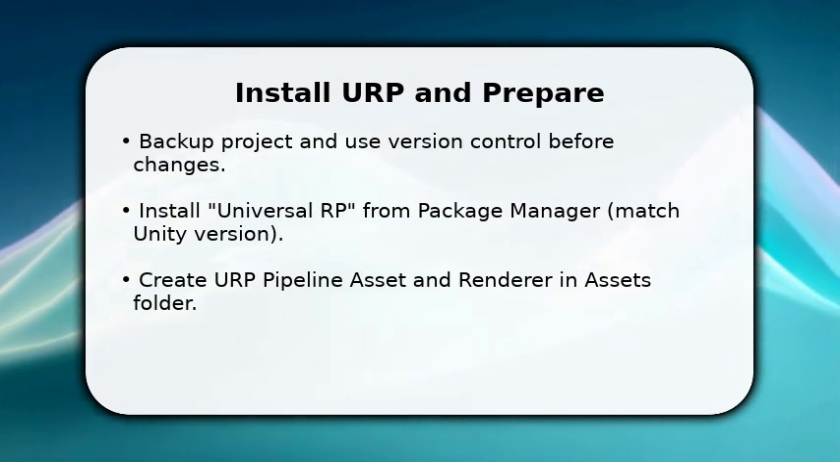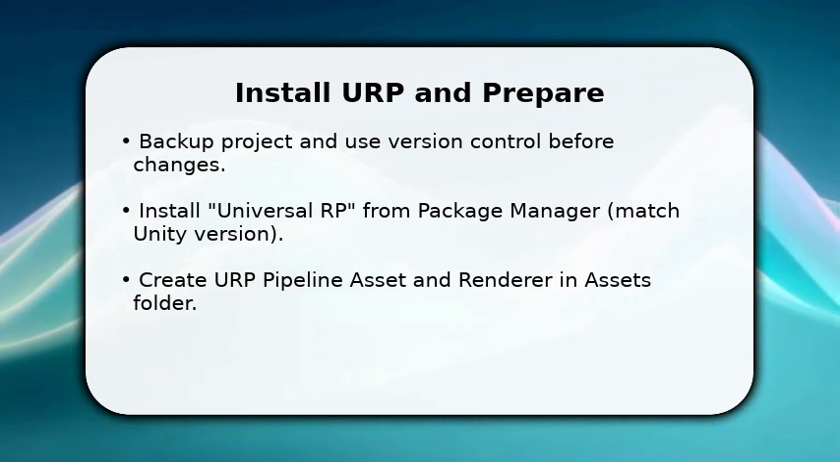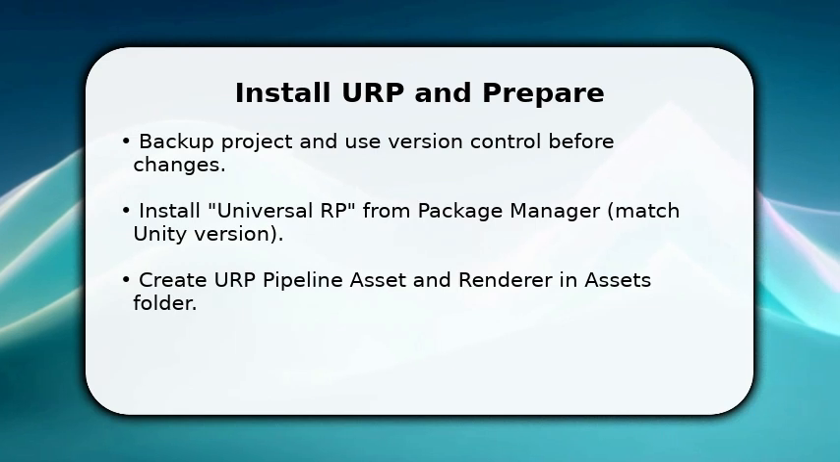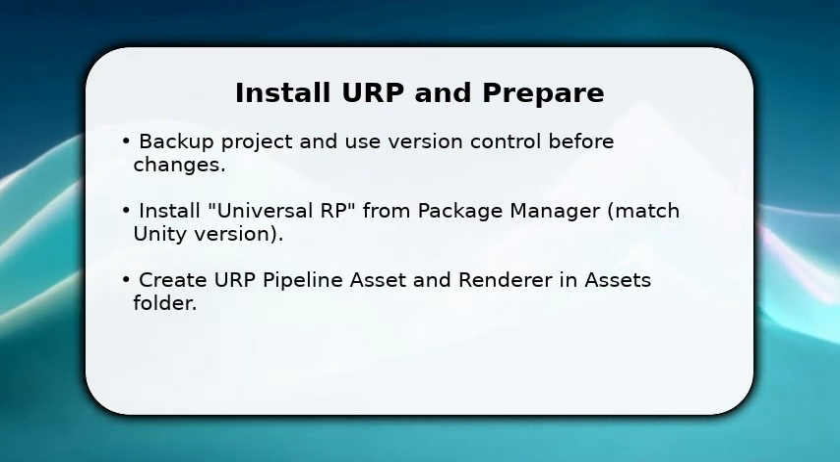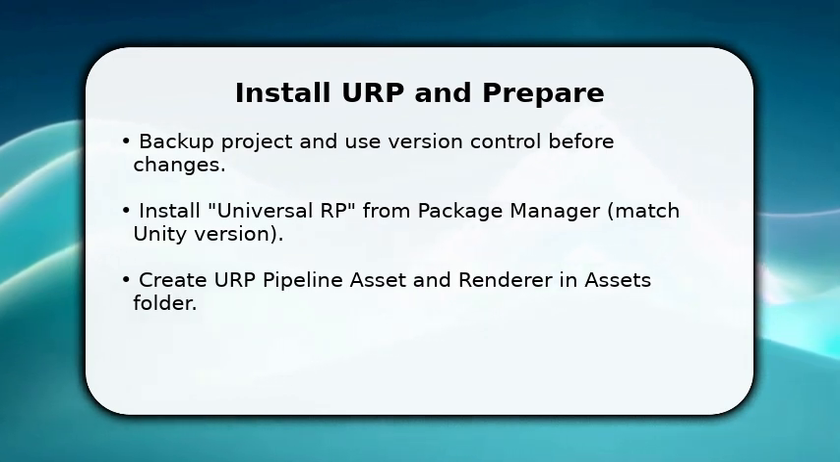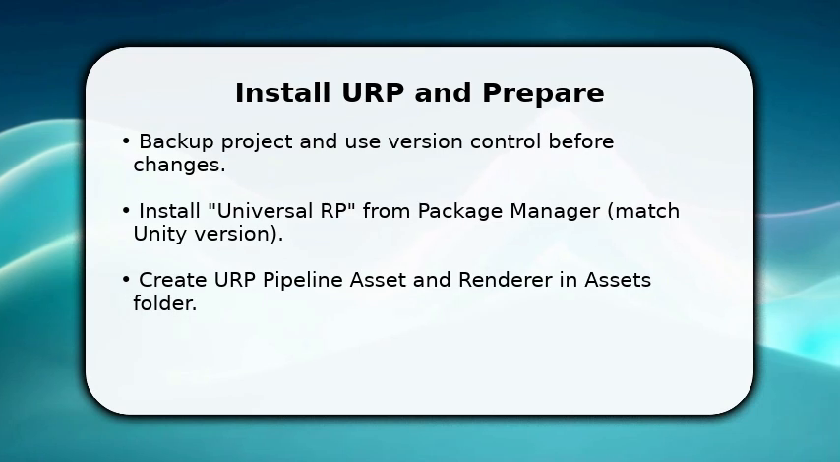Once installed, create a Universal Render Pipeline asset and a forward renderer in your assets. This asset defines shaders, lighting settings, and quality behavior. Once done, you'll be ready to assign the pipeline globally. Don't skip asset creation, because it's required for the next step.